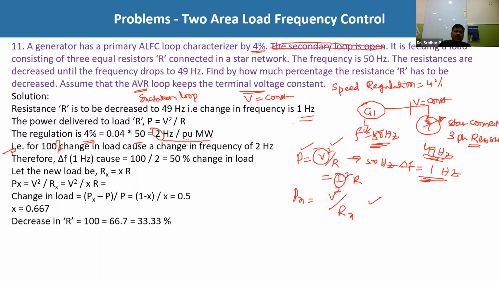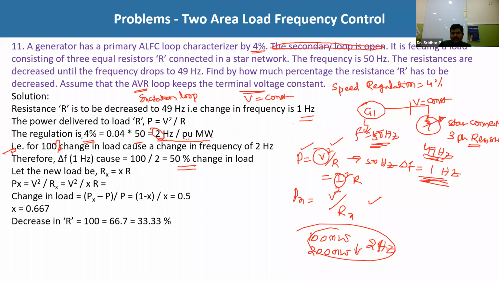Suppose initially 100 megawatt load is there. If it is changed by 100%, that is 200 megawatt, then there will be a change in frequency of 2 hertz. So for a 100% change in load, the frequency changes by 2 hertz per unit. But how much frequency change has he given? Only 1 hertz. So how much is the change in the load? It is 50%. Is it clear to you all?